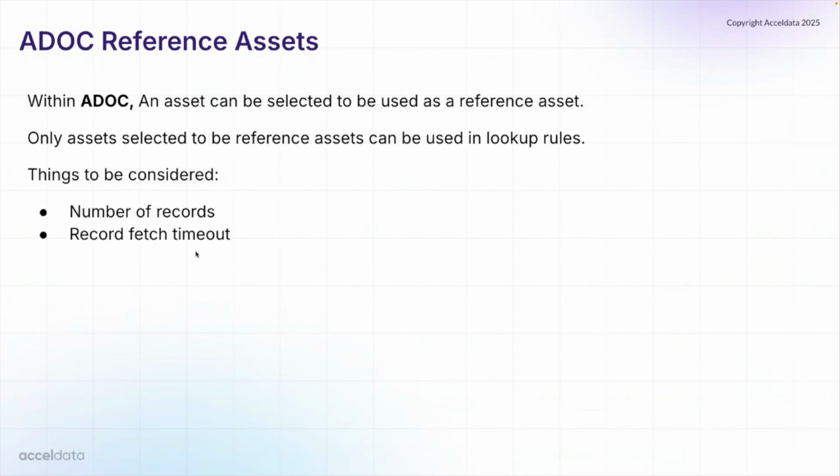However, if the reference asset columns have more or fewer records, and if you feel that the default timeout is not sufficient to fetch those records, then we could increase or decrease the number of records and the record fetch timeout. Increasing it will have a negative impact on the performance of the lookup, the reference data fetch, which in turn will impact the performance of your lookup.